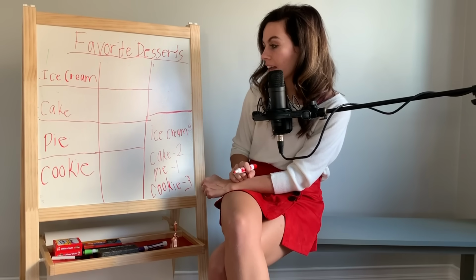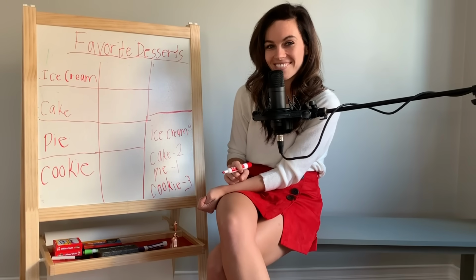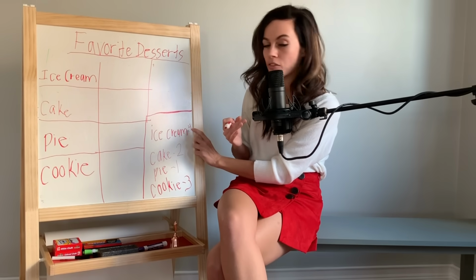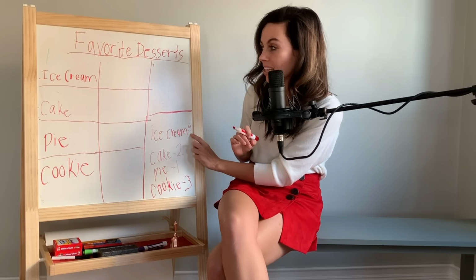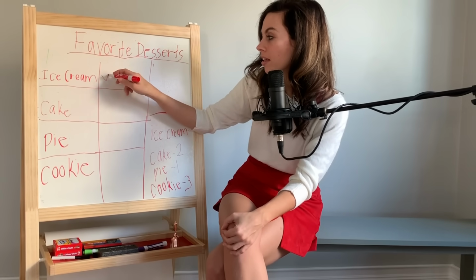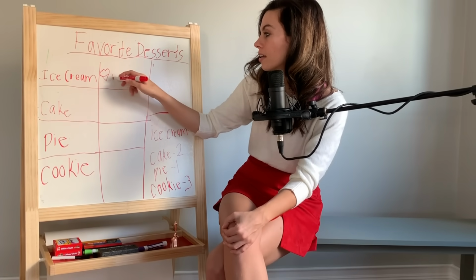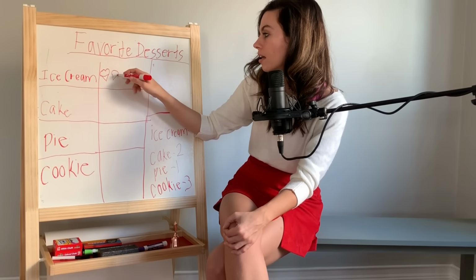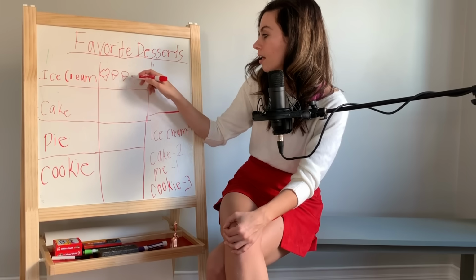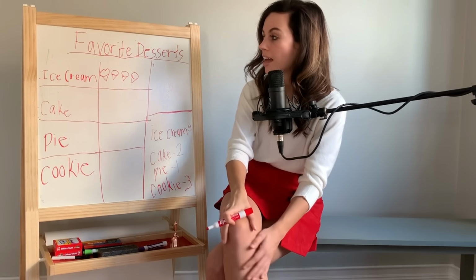Yes, 4. And how did you know it was 4? Because we wrote it down and we used our data, and 4 of us raised our hands that we really like ice cream. So I'm going to draw little ice cream cones to represent the 4 students who chose ice cream.